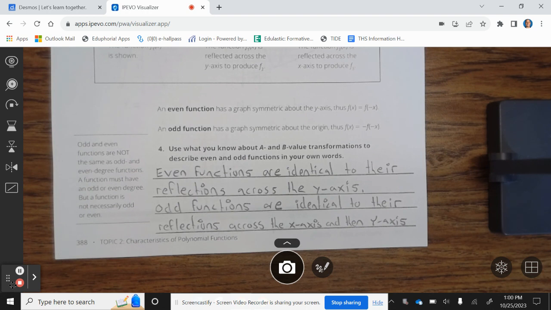Use what you know about a and b value transformations to describe even and odd functions in your own words. Even functions are identical to their reflections across the y-axis. Odd functions are identical to the reflections across the x-axis and then the y-axis. All right, let's take a look at the next page.